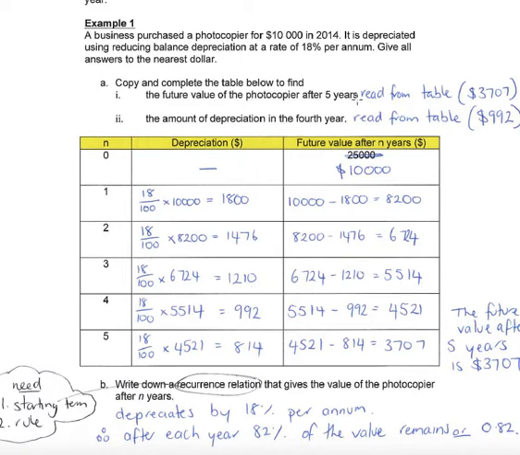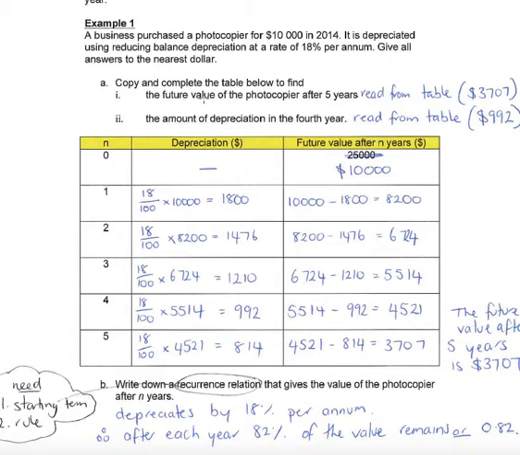At the end of year 5, we'll see that that's $3,707, and you can just write a sentence stating that. So the future value after 5 years is $3,707.